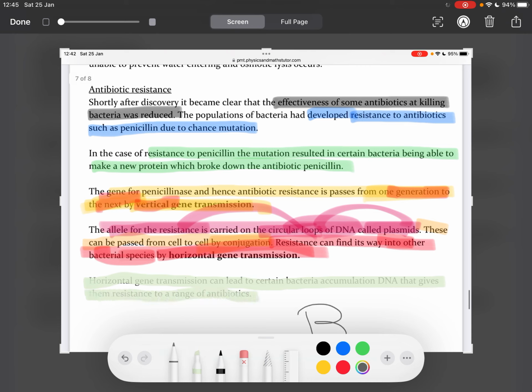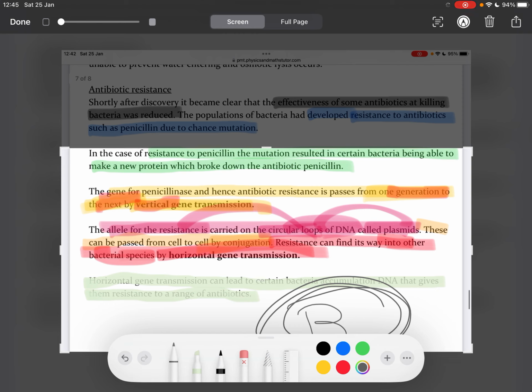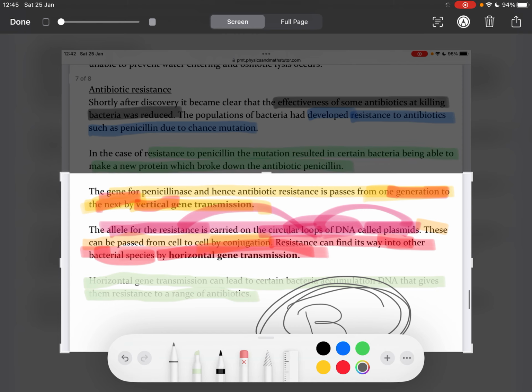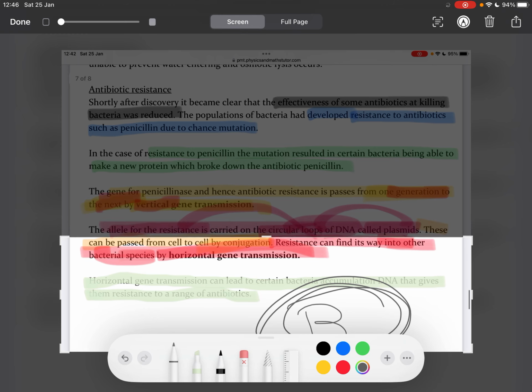Let's read each colour alone because it's important. First of all, the effectiveness of some antibiotics at killing bacteria was reduced. The population of bacteria had developed resistance to antibiotics such as penicillin due to chance mutation. This happens as the bacteria are able to make a new protein which breaks down the antibiotic penicillin. Basically, the allele for the resistance is carried on circular loops of DNA called plasmids, and these can be passed from cell to cell by conjugation.